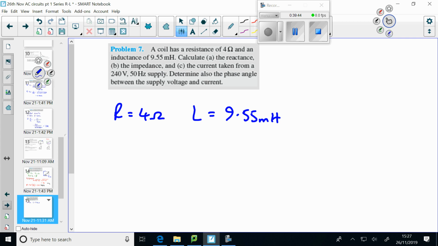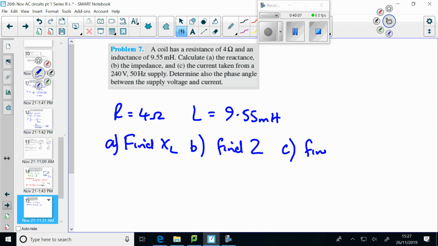Calculate the reactance, so we want to find XL. That's A. B, find Z, the impedance, and C, find I. V is 240 volts, 50 hertz.